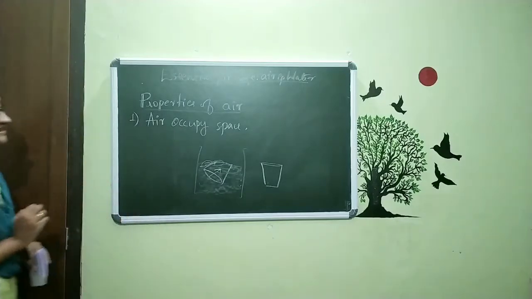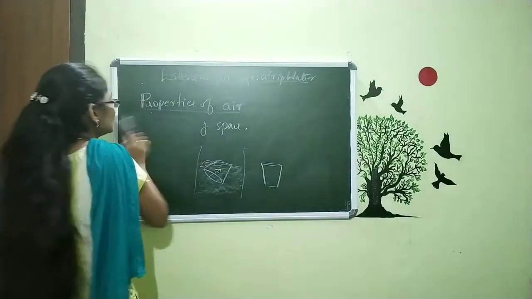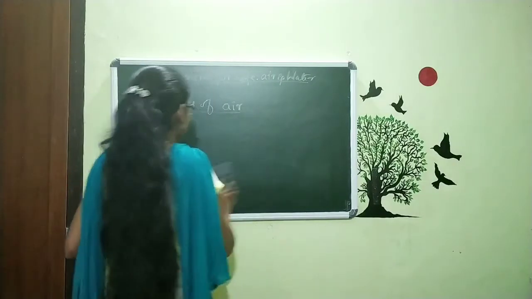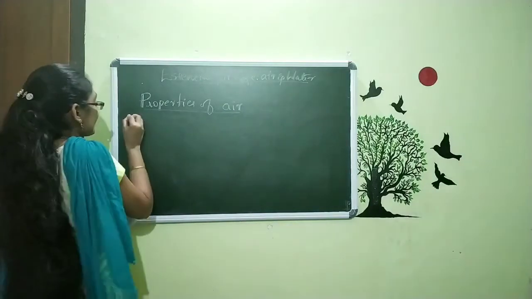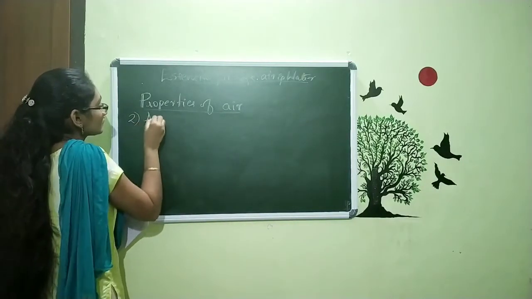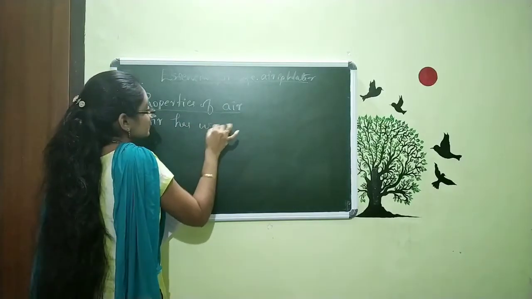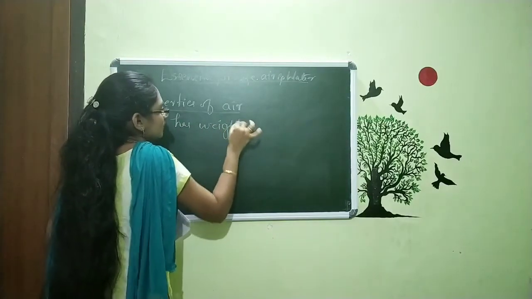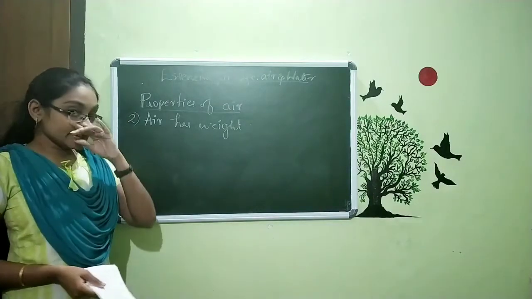Now we are going to the second property. This is the first one: air occupies space. That means air needs space. The second one is this: air has weight. So the thing is this: air has weight.